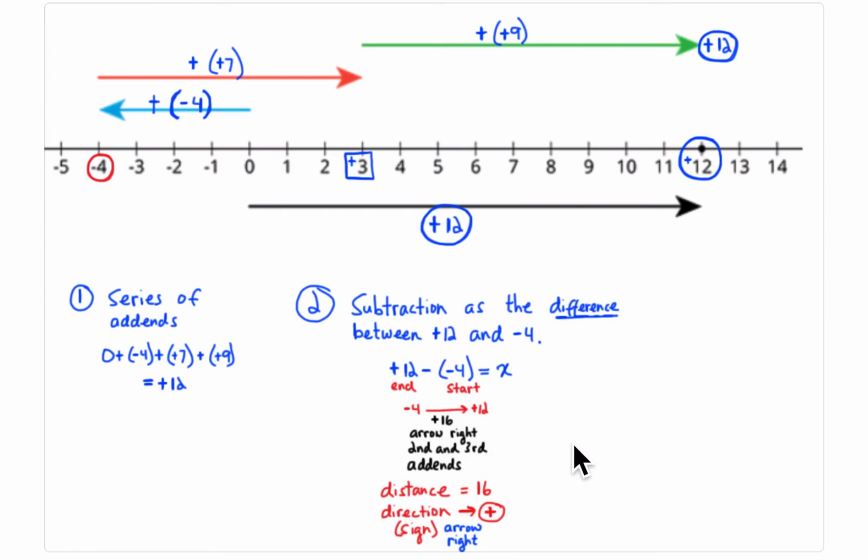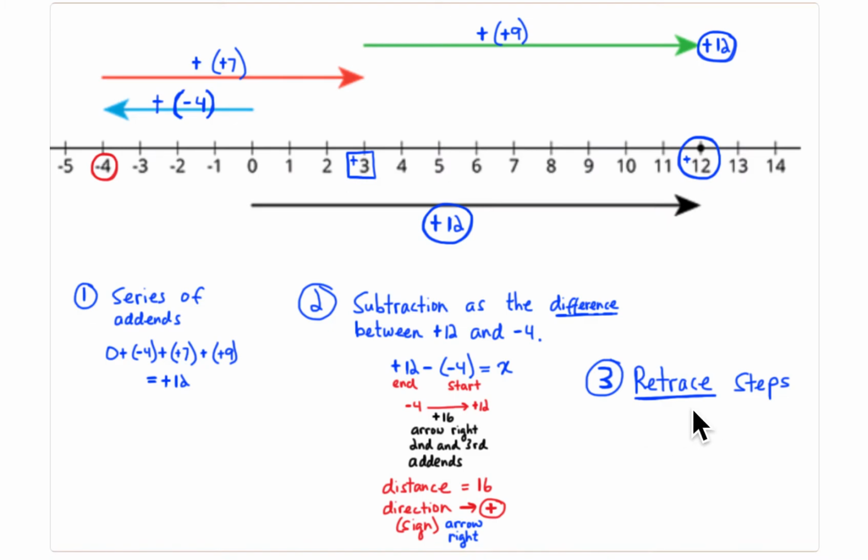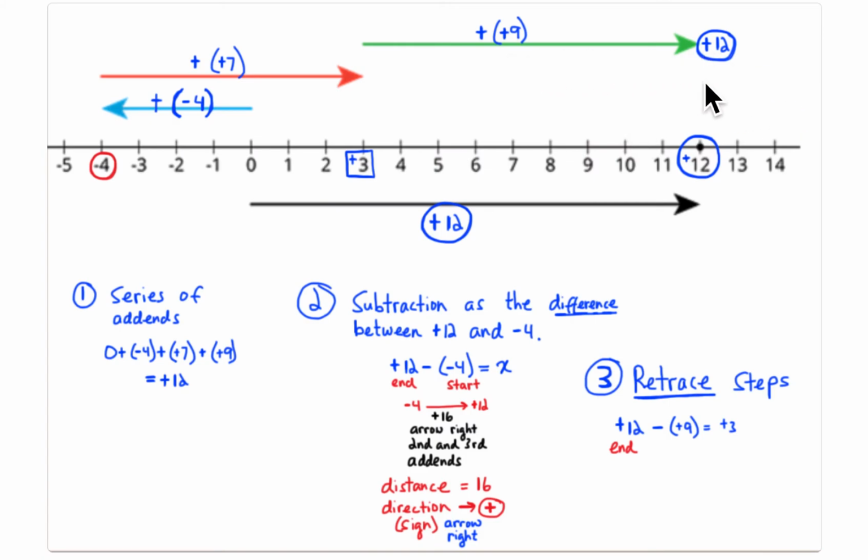And I want to do that because what's going to be very useful in the activities in this lesson is to use this number line to retrace steps. So we're going to go backwards from this positive 12, and we're going to retrace our steps backwards to get to 0. So what did we do first? Well, actually, what did we do last? We added a positive 9 last, so we need to take that positive 9 away. So positive 12 minus positive 9 is positive 3.